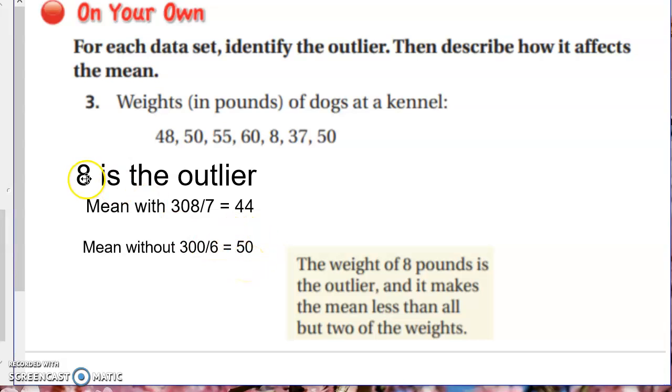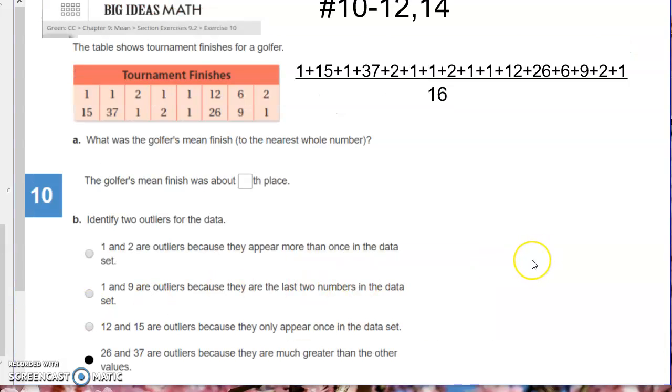So you can see that that 8 really brought my mean down a lot lower. I feel like 50 is much more representative of this data with 8 not involved in it. So the weight of 8 pounds is the outlier, and it makes the mean less than all but 2 of the weights.